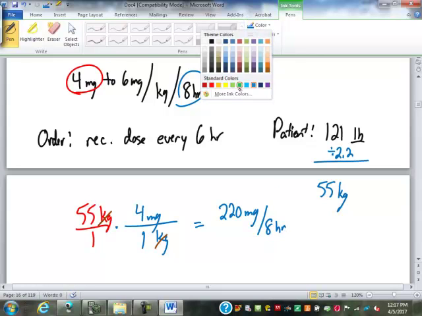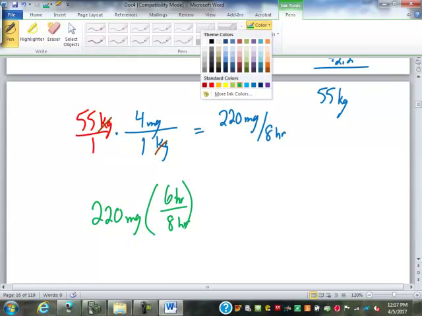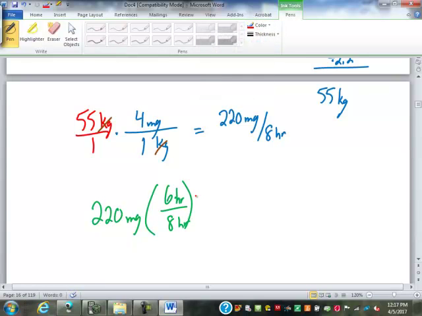The doctor wants us to administer every 6 hours. So we're going to take that 220 milligrams and we're going to do a titration. That's figured for 8 hours. We want to figure it for 6 hours. So 220 times 6 divided by 8 is going to be 165 milligrams. So that's going to be 165 milligrams every 6 hours. That's our minimum.